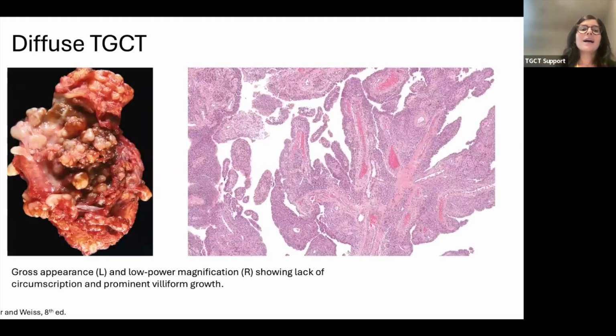All right, so in contrast to the nice circumscription that we saw with the localized version, what we see here is a lot of villiform structures, so little nubbins that are kind of coming out of the tissue plane. Again, very diffuse growth. We don't have a nice circumscribed growth. And then when we look at it histologically, what we see are these villiform structures.